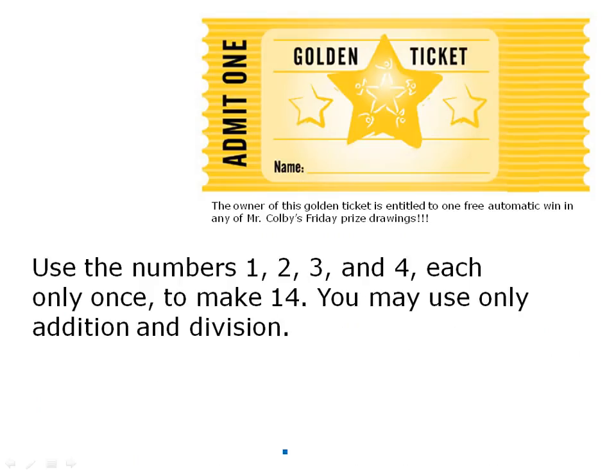Use the numbers 1, 2, 3, and 4 each only once to make 14. And you may only use addition and division. So you're going to make a number sentence using addition and division only, and using the numbers 1, 2, 3, and 4 each only one time to have a number sentence that equals 14. Now I did this a different way than the book intended, so I believe there are 2 answers to this, and one of them requires you to really think outside the box.